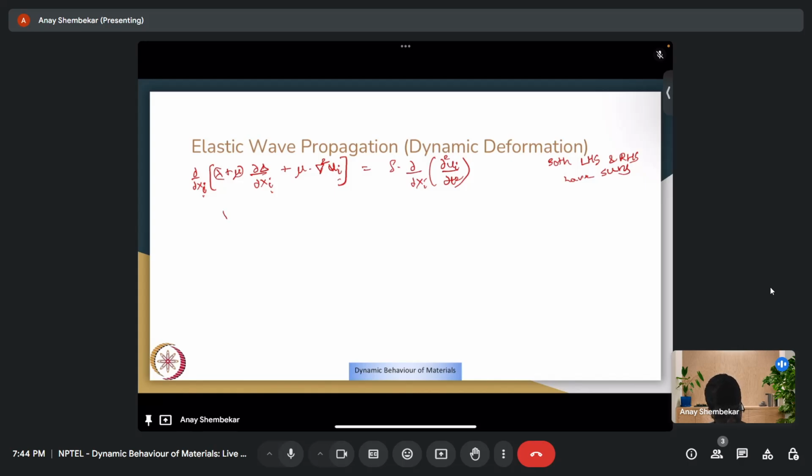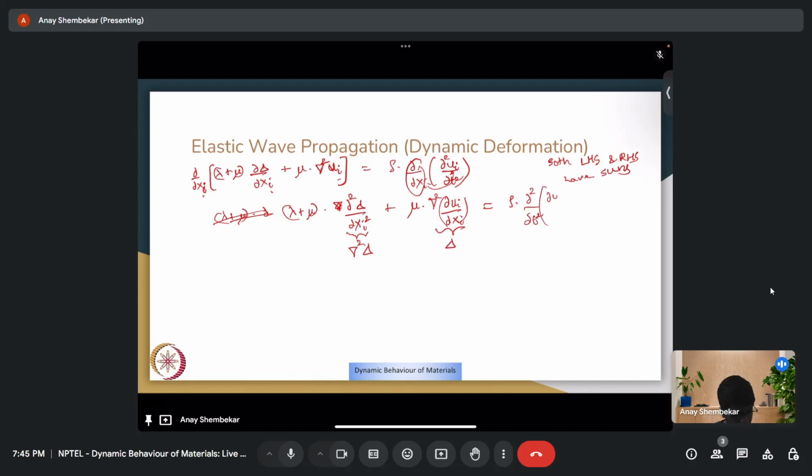Once we move this inside, what we get is lambda plus mu times, for simplification, dou square delta by dou xi square. This is nothing but grad square delta, plus mu times grad square dou ui by dou xi. This is nothing but delta itself, the dilatation, is equal to rho times, if I move the dou by dou x inside the time derivative, dou square by dou t square, dou ui by dou xi. Again, this also becomes delta, so we end up with lambda plus 2 mu grad square delta is equal to rho times dou square delta by dou t square.